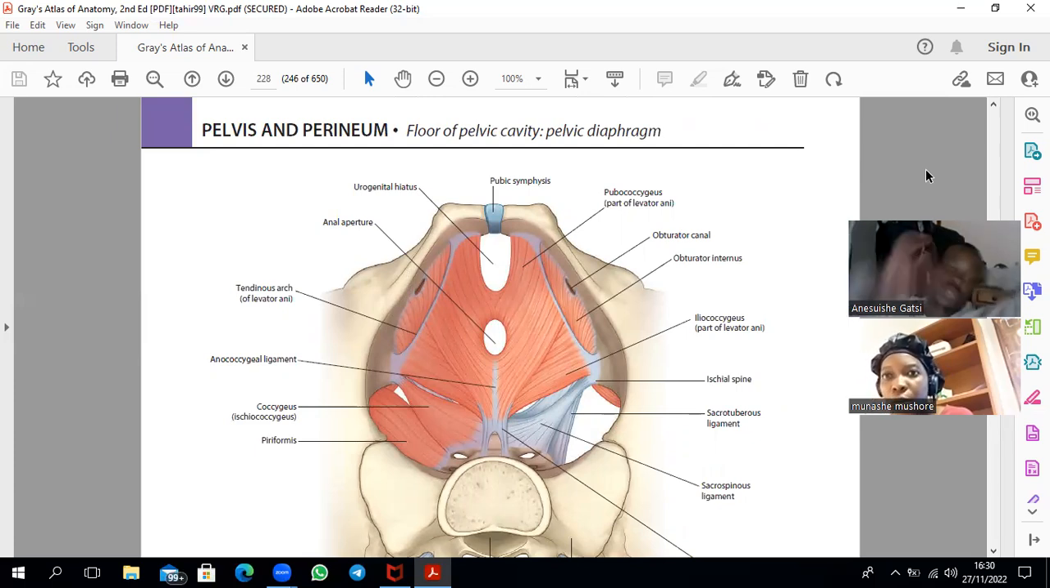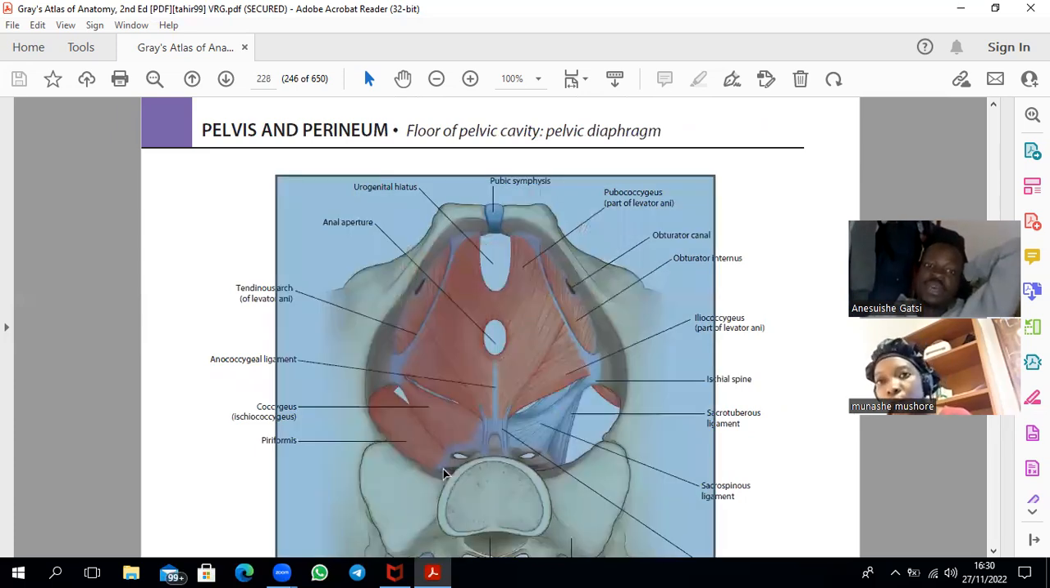Wait, I can't see your pointer. Or like everything that you're seeing on the picture. Okay, yes. Right. That's the pelvic floor.